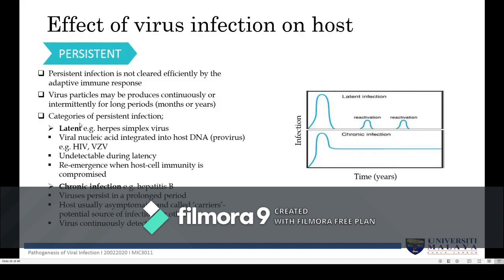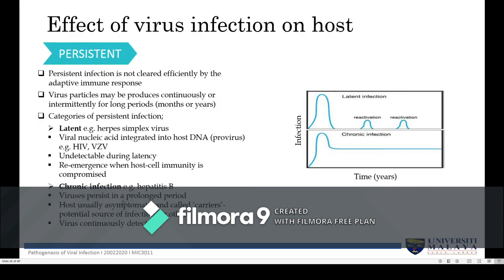So the categories of persistent infection: we have latent, usually by HSV, where viral nucleic acid is integrated into the host DNA, and then it becomes undetectable during latency, so it cannot be detected. But the infection will re-emerge when the host cell immunity is compromised. So when you have less immune response, when it is compromised, you have a disease or something of immunosuppression, then it will re-emerge. Or maybe when you are old, when your immune response is not really efficient, then the infection can emerge back.